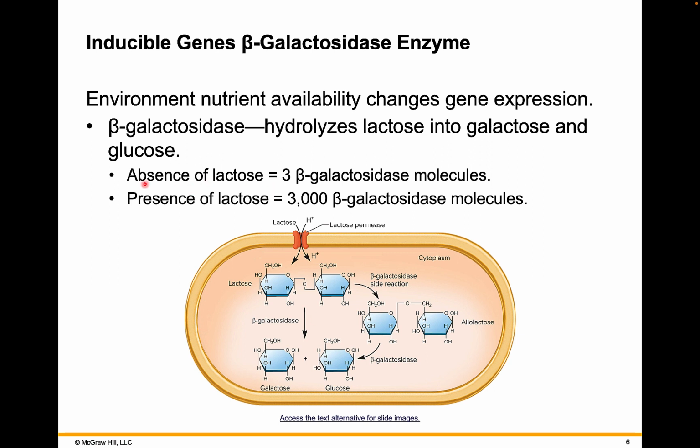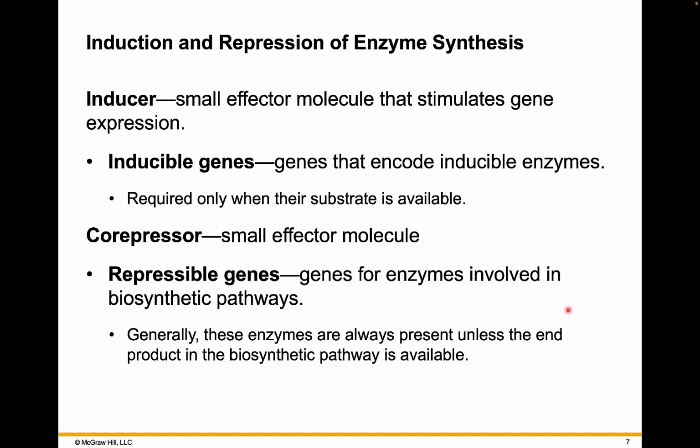Now, in the absence of lactose in the environment, you have only approximately 3 beta-galactosidase molecules per cell in an E. coli. But the number of beta-galactosidase molecules can increase to approximately 3,000 in the presence of lactose. And this is basically called inducible gene expression. And we are going to talk in detail about that.